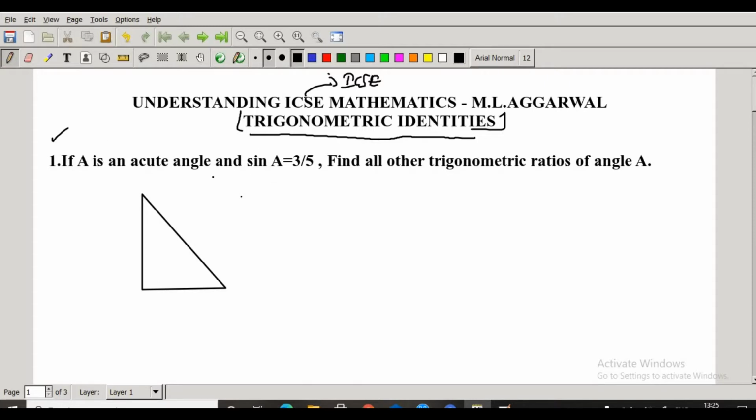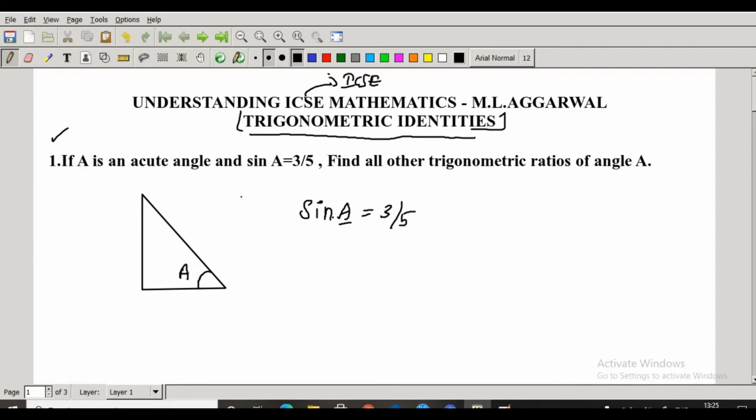If A is an acute angle and sin A equals 3/5. They have given that A is an acute angle. For trigonometry we always deal with the right angle triangle. So I have drawn a right angle triangle and I'm going to name the angle as A. A is an acute angle, and sin A is equal to 3/5, where sin A is a trigonometric function of angle A. Now the question is: find all other trigonometric ratios of angle A.